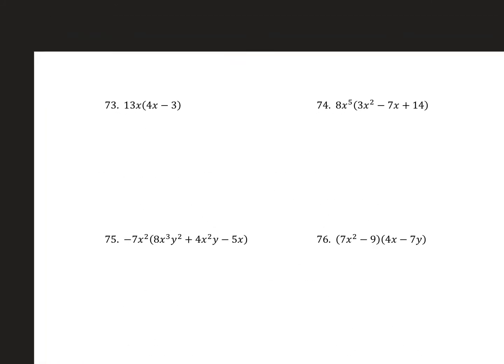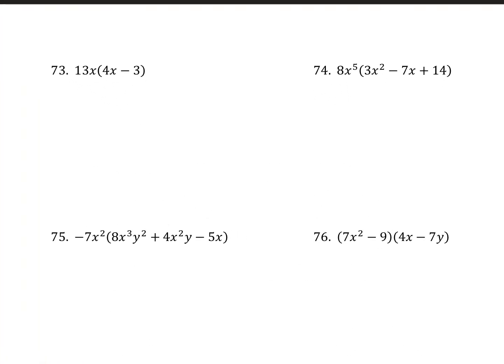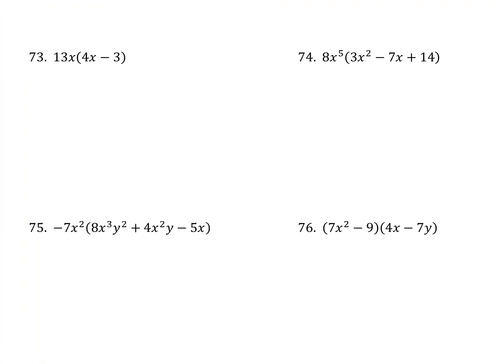For 73, we have 13x times 4x minus 3. So we're just distributing in the 13x. We're going to do 13x times 4x, which is going to give us, the 4 times 3 is 12, carry the 1, 4 times 1 plus 2 plus 1 is 5, so 52x squared. And then the 13x times negative 3 is negative 39x.